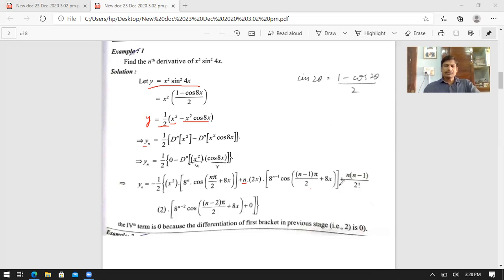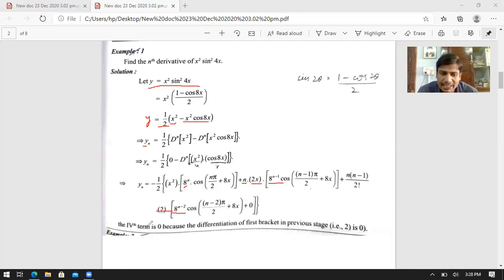Next, the third step: plus nC2. nC2 means n into n minus 1 divided by 2 factorial, into the next step. Here x square differentiation is 2x, then 2x differentiation is 2. Okay, 2 into a to the power of n minus 2 into cos of (n minus 2) pi by 2 plus 8x, plus next plus 0.